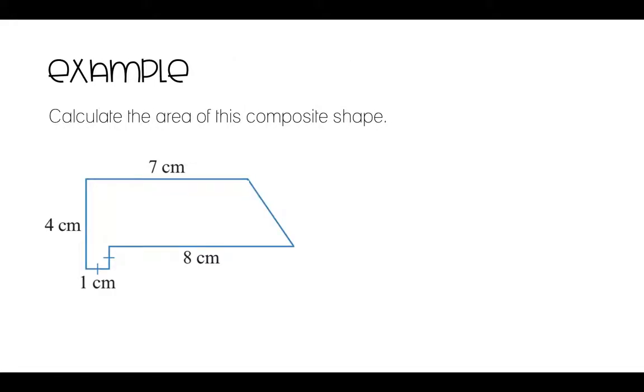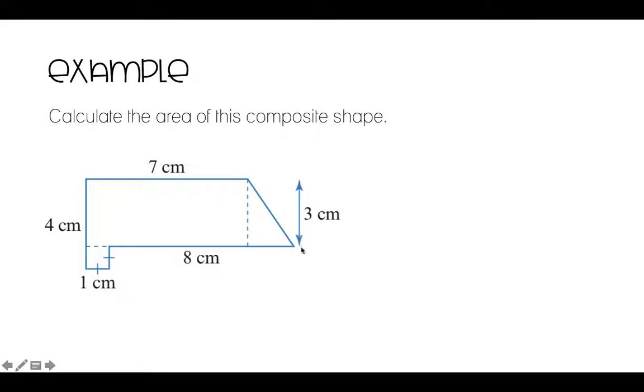So let's do some examples. So here we have a composite shape, and we can see that it's made up of multiple different shapes. The first step was to cut the shape into different individual parts that we know how to calculate the area of. So we're going to cut this into a triangle, a rectangle, and a square. And then what we'll do is we'll label any missing parts.